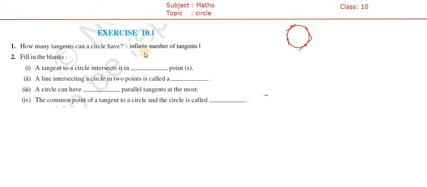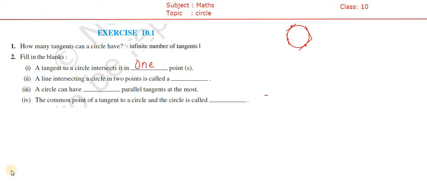Next, second one, fill in the blanks. A tangent to a circle intersects in dash points. So in how many points will it intersect? We know, I just spoke about that. How many points? It is only one point. It will intersect at one point.